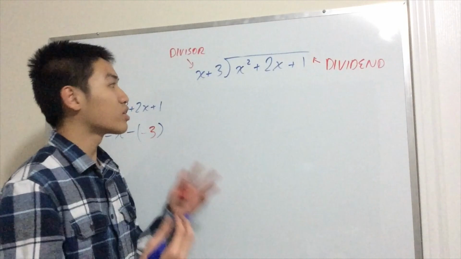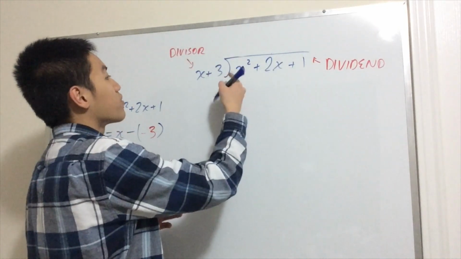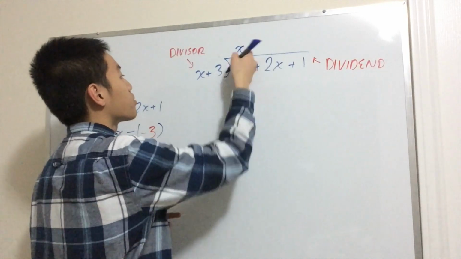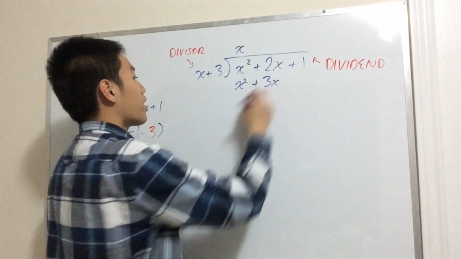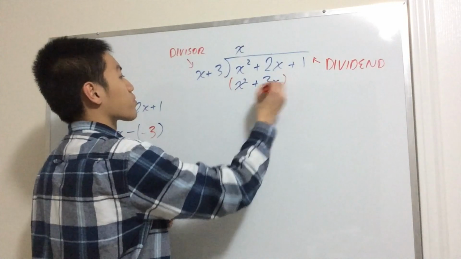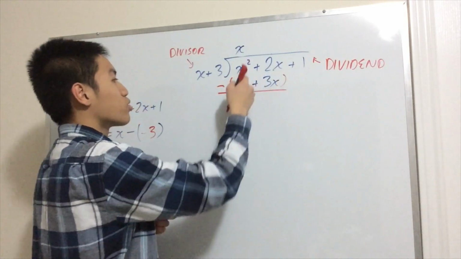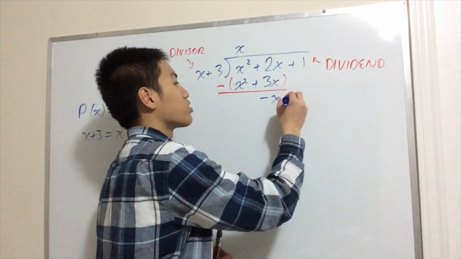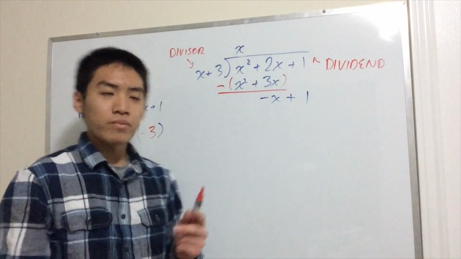I'll go through this a little quickly. We have x going in x times. We need to multiply, so we have x squared plus 3x, and subtract it. x squared minus x squared is 0. 2x minus 3x is negative x. Then we bring down the 1.